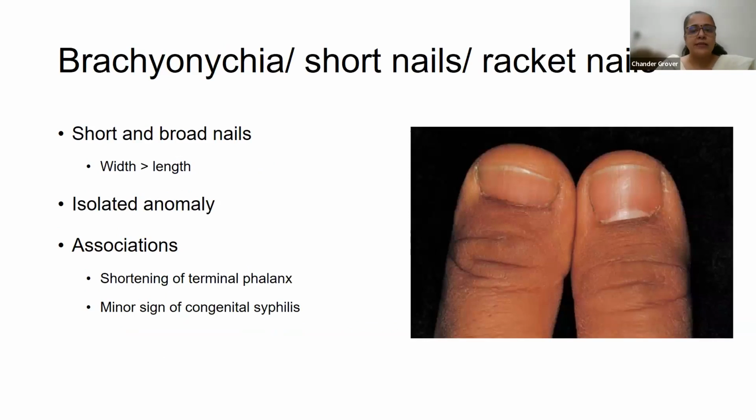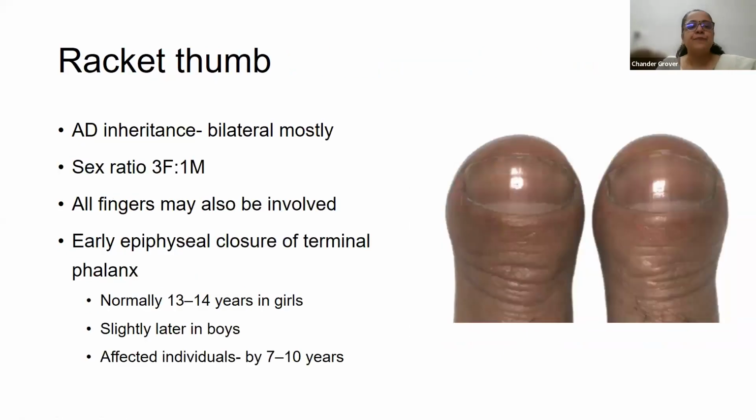Brachyonychia, short nails. Here, the width is more than the length of the nail. It can be an isolated anomaly, although many associations have also been described, especially shortening of the terminal phalanx. It was initially considered a minor sign for congenital syphilis also. We don't see that many cases, so we really can't comment.